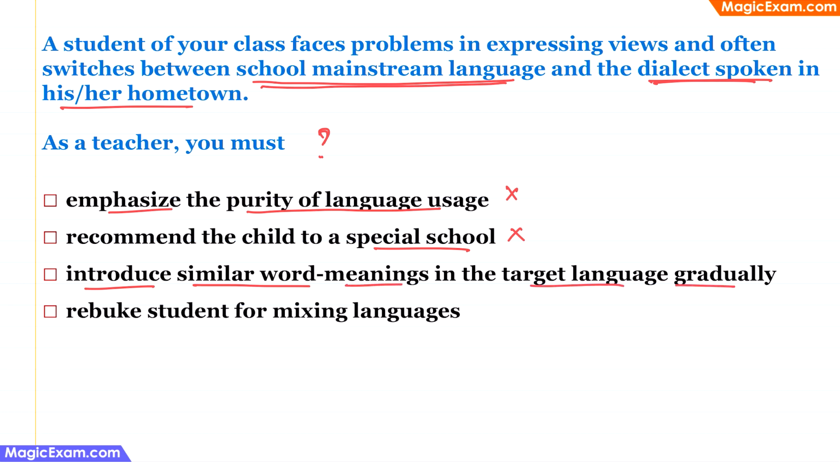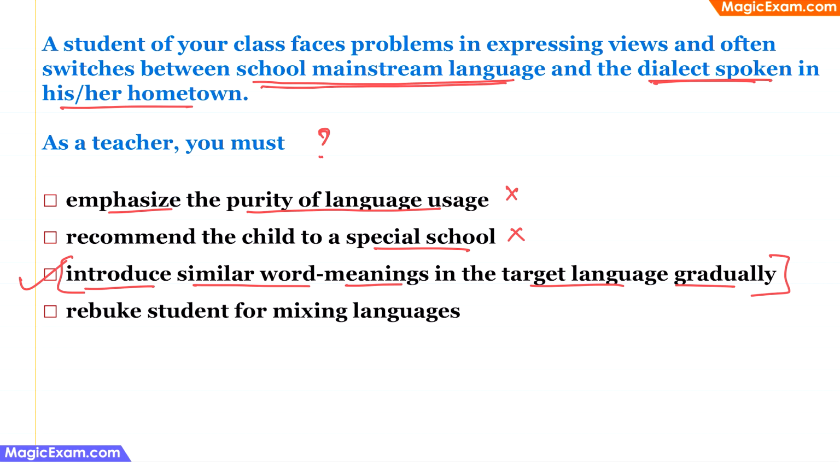That is, if the child is facing difficulty in English and is switching over to his or her native language, then you can gradually start introducing meanings of the words that the child is facing difficulty in English, so that the child will gradually get used to English. Therefore, this is the most logically correct answer.